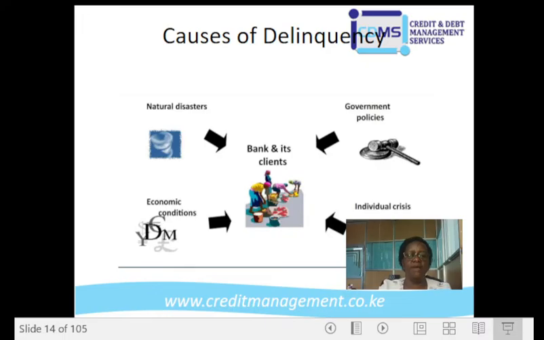So we look at a number of causes, and from the image that we are presenting, the causes of delinquency could start from natural disasters or natural calamities: the issue of flooding, failed crops when there is drought. It could be as a result of an earthquake. All those manner of natural disasters that come our way or come the way of the business could cause delinquency.